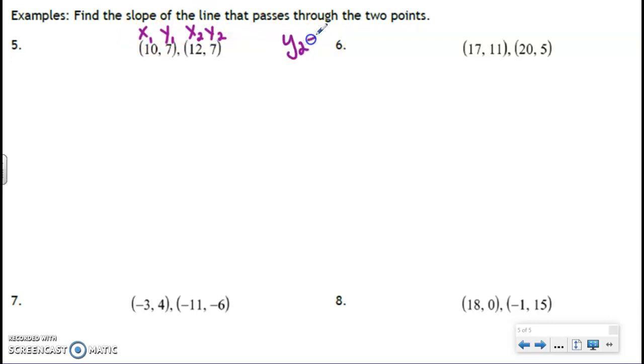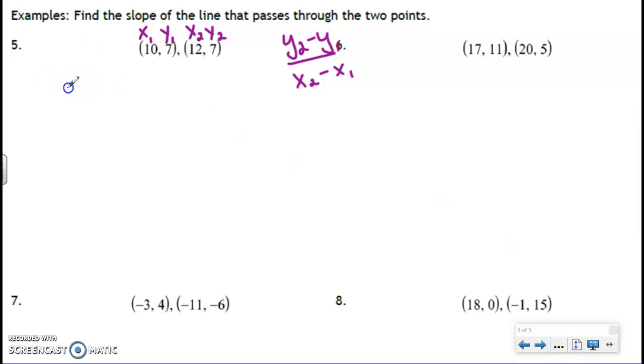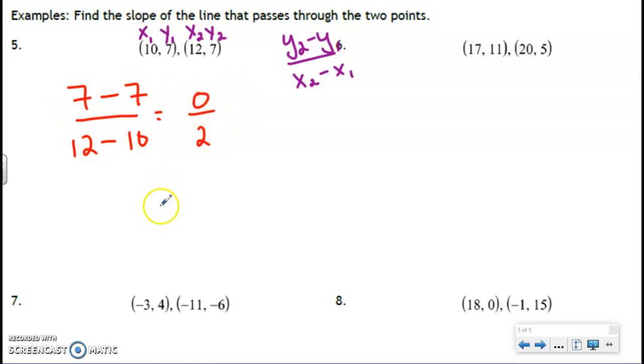So when I plug this into the slope formula, I am going to plug y2, which is 7, and y1, which is also 7, over x2, which is 12, and x1, which is 10. The biggest mistake that students make is they forget that they're subtracting those. So make sure you put big subtraction signs in there, and then go ahead and simplify. So 7 minus 7 is 0, 12 minus 10 is 2, and then 0 divided by 2 is 0.